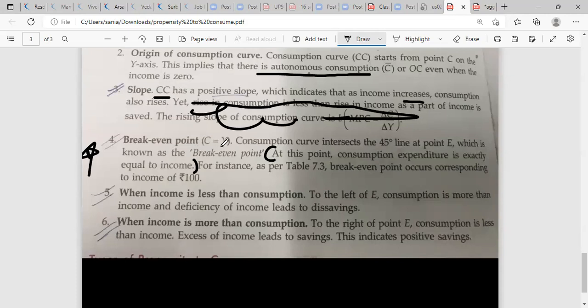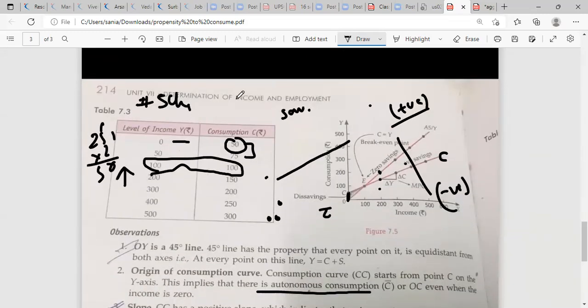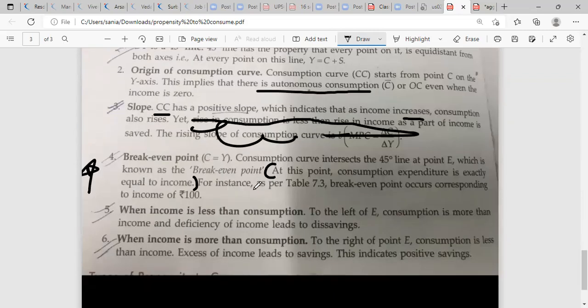So what is break even point? At this point, consumption expenditure is exactly equal to your income. That is known as break even point. You will get a question like this as well. When your consumption curve is equal to your income, that point is known as, you should remember, break even point. See here, your consumption and your income both are 100, right? So this point E is known as your break even point. Okay, clear?